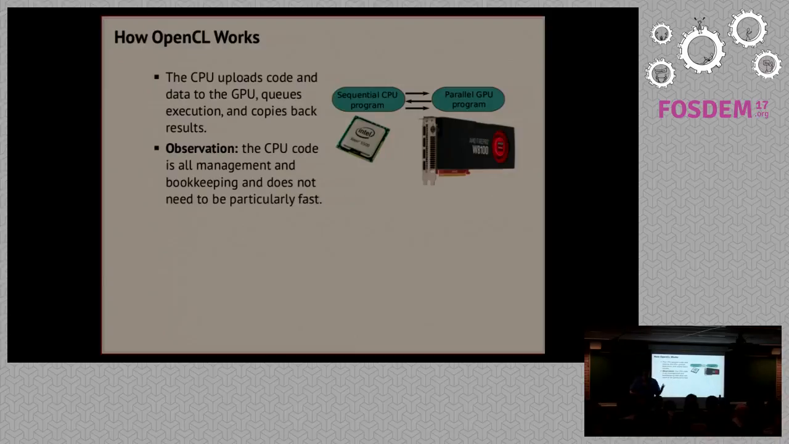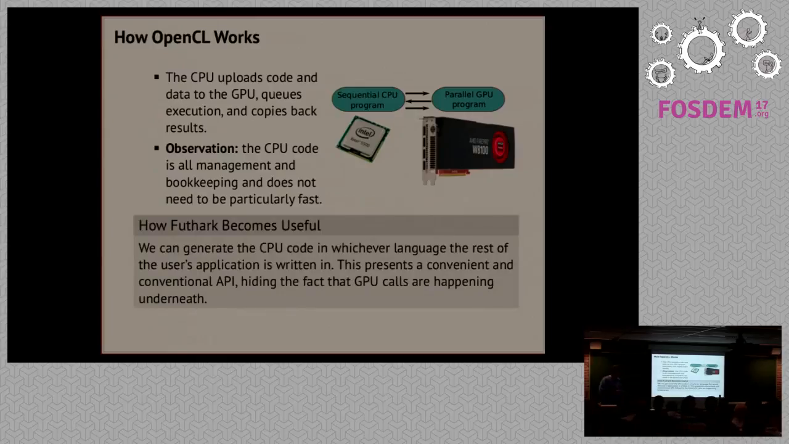So the way it works is you actually have two programs. You have a program running on the CPU called the host, which uploads code and data to the GPU, which is kind of like a slave that you just send commands and data to. The interesting thing here is that the CPU code doesn't actually compute that much in a well-written program where the parallel sequences are large. It just does bookkeeping, so it doesn't have to be fast. In particular, you can have the CPU code be in some high-level language that's easy to integrate with, but just talks to the GPU for you.